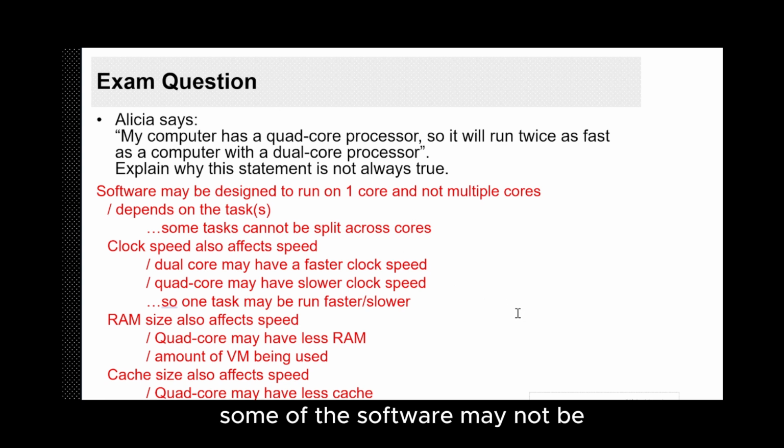Some of the software may not be designed to run on one or multiple cores. Clock speed also affects speed. RAM size also affects speed. And cache size also affects speed.